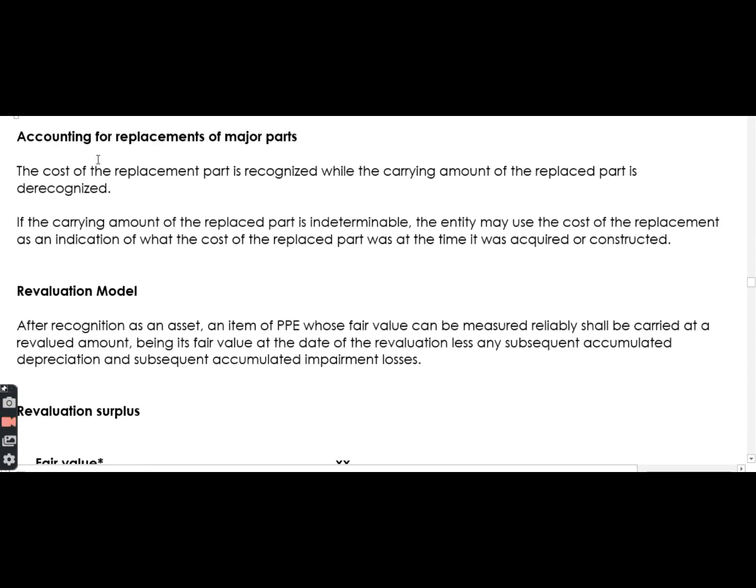Okay? Paano kapag may major part na ni-replace? The cost of the replacement part is recognized while the carrying amount of the replaced part is derecognized. Parang normal na replacement. Capitalize mo yung bago, tapos kung magkano yung carrying amount ng luma, tanggalin mo. Pero pag hindi mo daw ma-determine yung carrying amount ng replaced na part, ang gagawin mo, you use the cost of the replacement as an indication of what the cost of the replaced part was at the time it was acquired or constructed. Parang ang gagawin mo doon, as if yung bago, yun din yung nagastos ng luma, yun yung i-computan mo ng depreciation, yun yung tatanggalin mo later on.